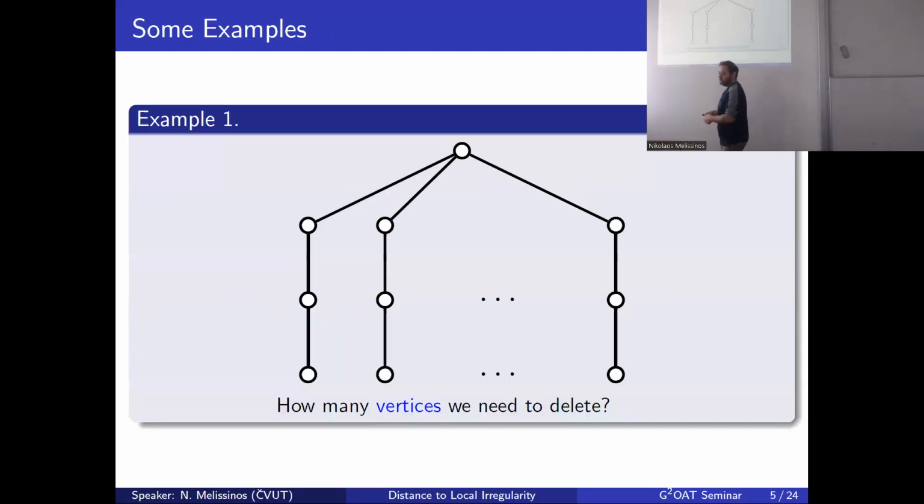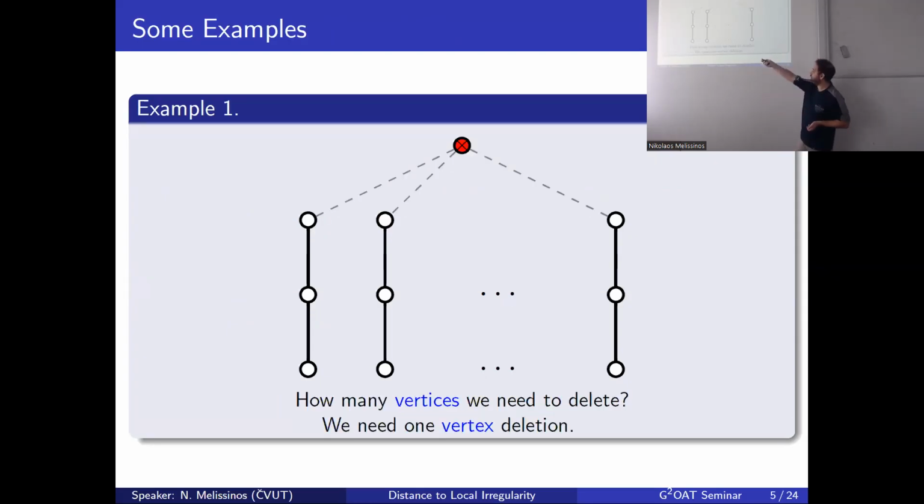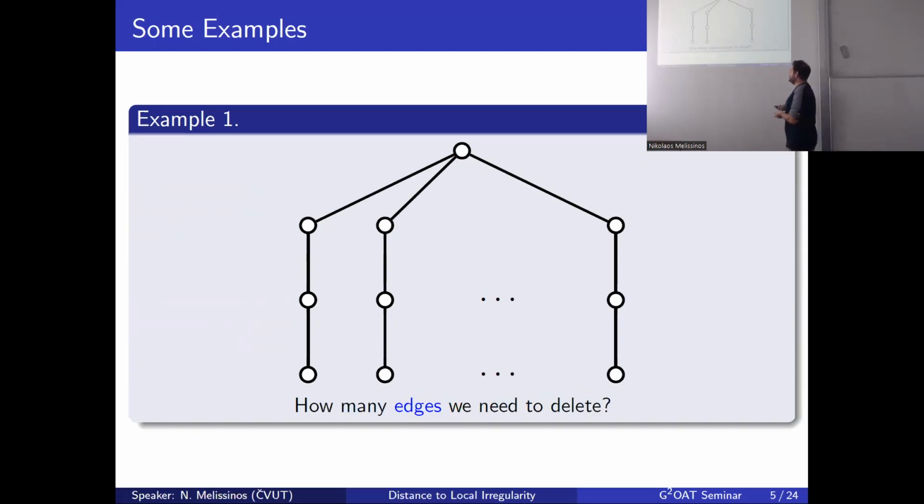Let's see some examples. Given this example, I'm asking how many vertices we need to delete in order to have a locally irregular graph. An obvious answer is 1, right? If I delete that one, then all the middle vertices have degree 2, and all the other vertices have degree 1. We are happy. But what happens if I ask how many edges we need to delete?